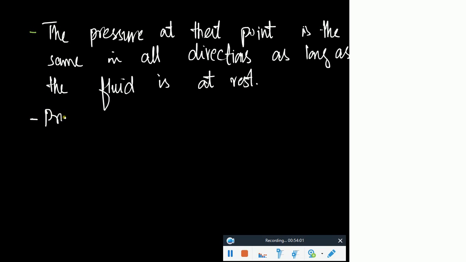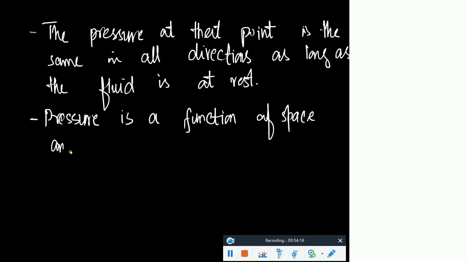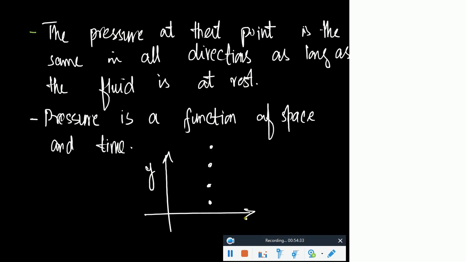There is another point. Pressure is an intensive property. So it means pressure is a function of space and time. A very good example could be, if you look at pressure, and this is basically elevation. Let's say this is y and this is ground x, and I'm considering as if I'm on the ground at the x-axis, and this is elevation in, let's say, meters or kilometers.